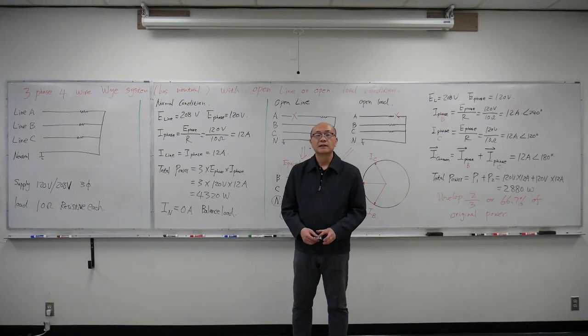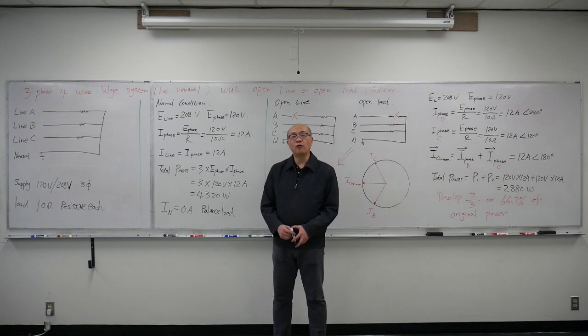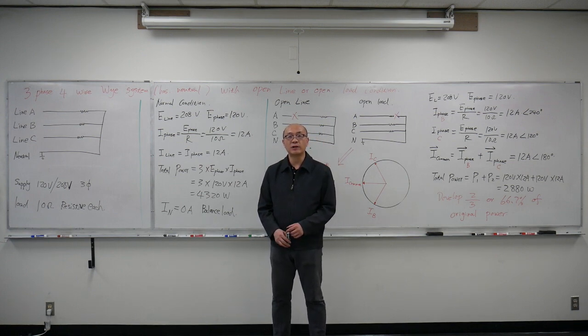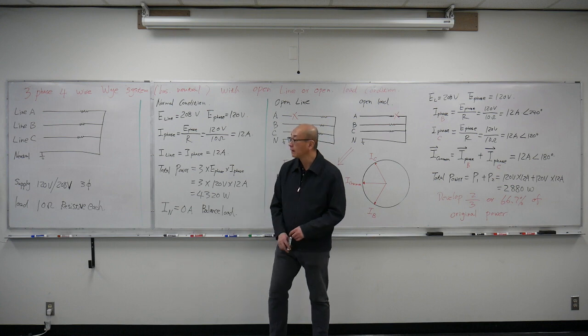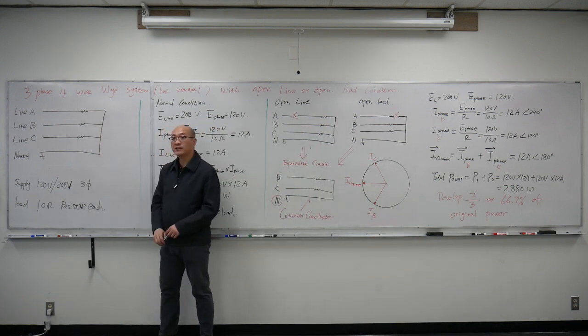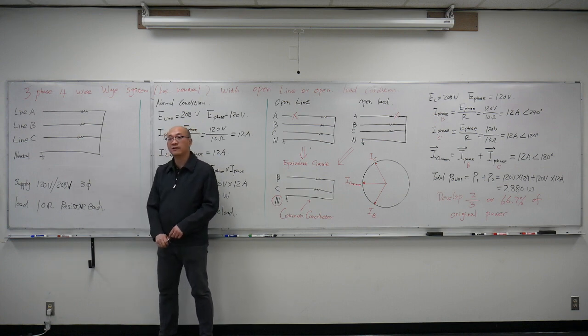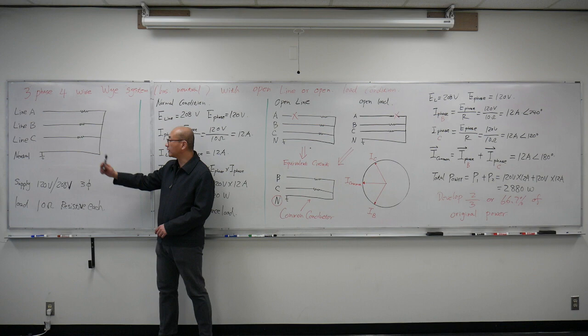Hello everyone. In this lesson we're going to discuss a three-phase four-wire Y system. This time, for the system with a neutral, we develop an open on the line or on the load. What's going to happen? This time the drawing has three resistors connected in Y, but the neutral is in the system. So we have a neutral conductor down here.